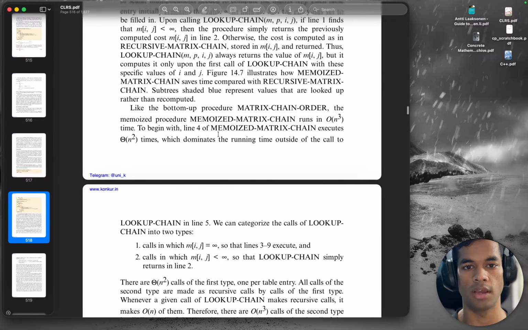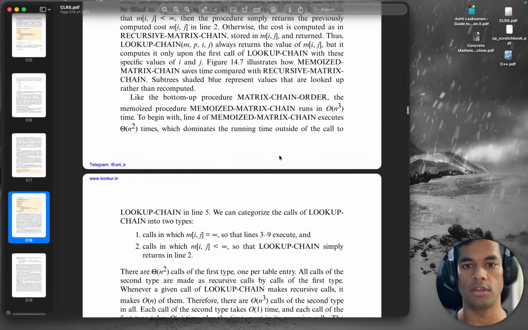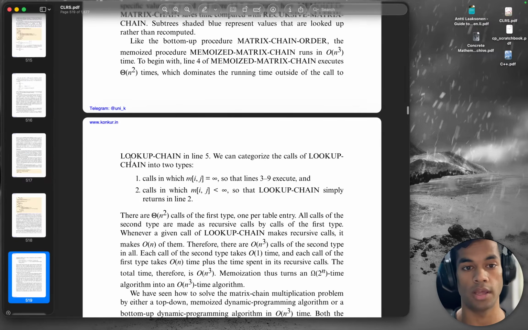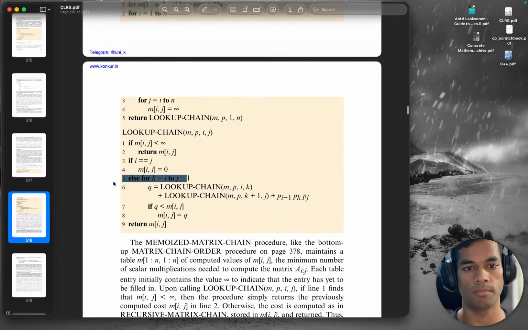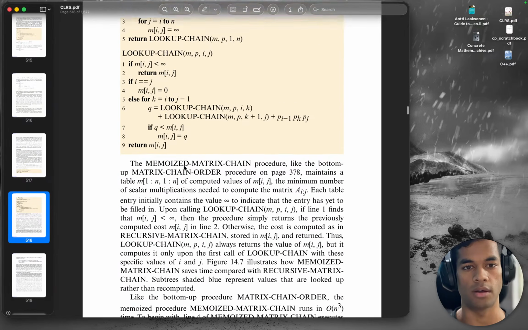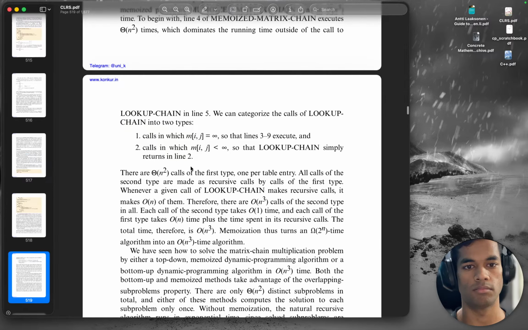To begin with, line 4, memoized matrix chain executes n square times, which dominates the running time outside of the call. And then in line 5, internally we are iterating.